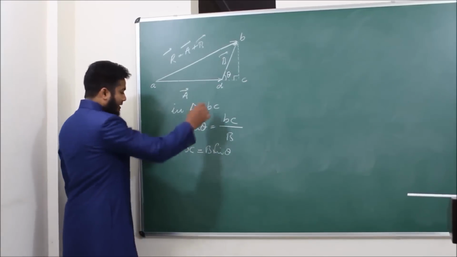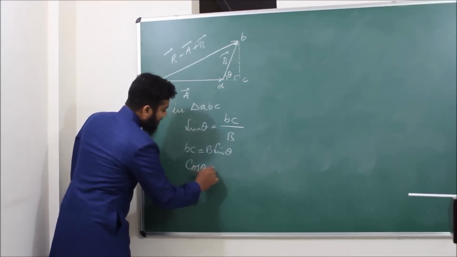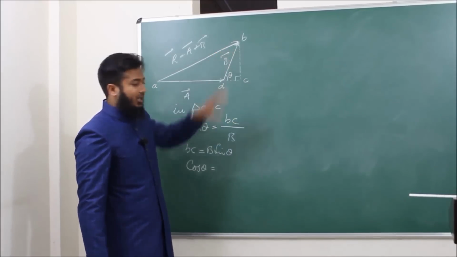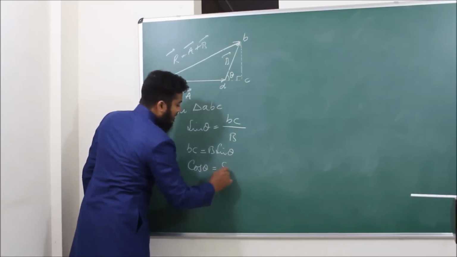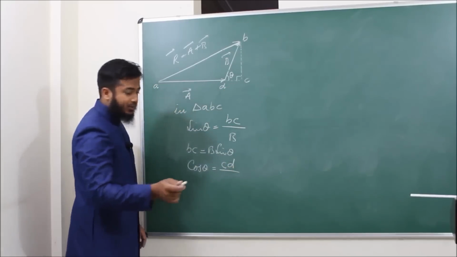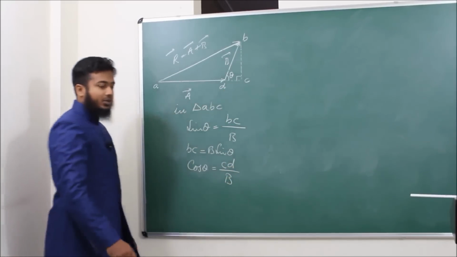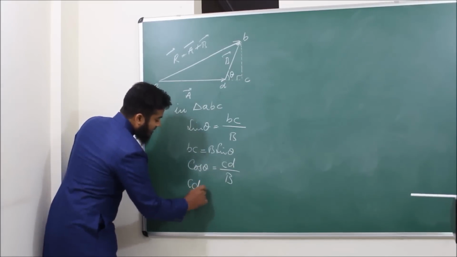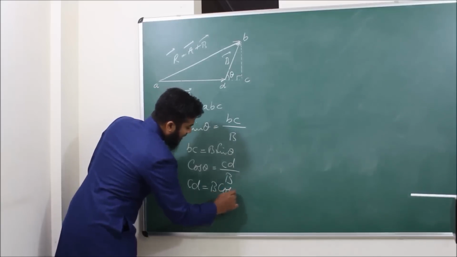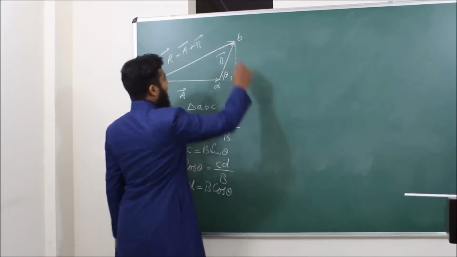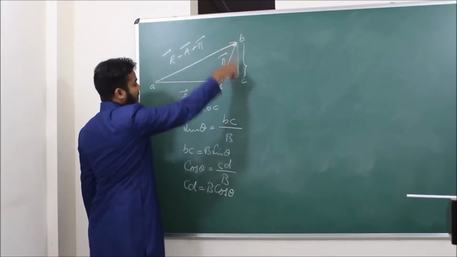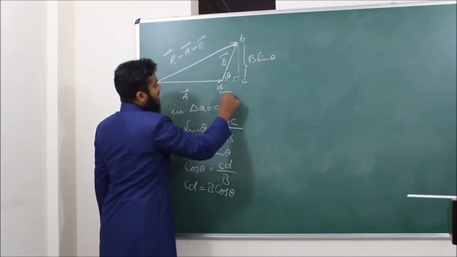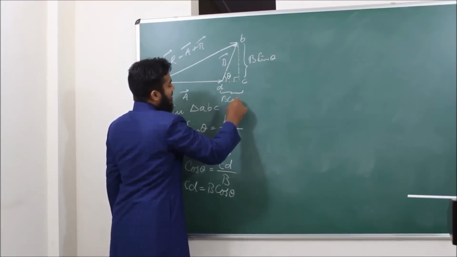And in the same triangle, what is cos theta? In a right angle triangle, cos theta is base upon hypotenuse. So what is the base here? This is CD upon the hypotenuse, that is the length of vector B. So just write B without the arrow. Then what is CD? Cross multiply. CD is equal to B cos theta. So this side BC is B sin theta, and this side is B cos theta.